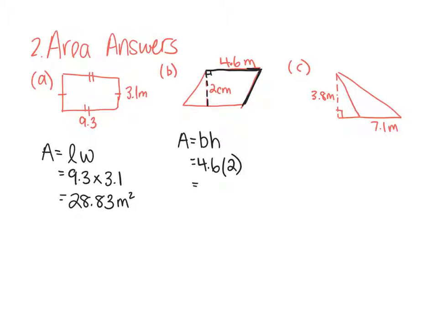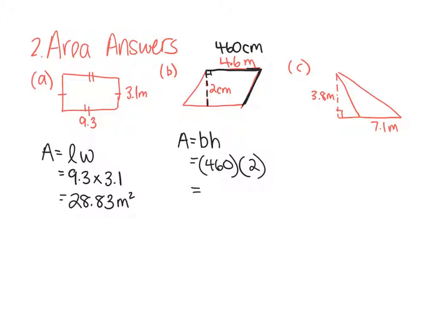So our answer is, oh shoot, actually, these are in different units, I think on purpose. So maybe we want to make sure they're the same unit. So I'm going to change my 4.6 meters into 460 centimeters because I know there's 100 centimeters in a meter. So I just times it by 100. Okay, so now I can do it. So my base is now 460 and my height is 2. So now they're both in centimeters.